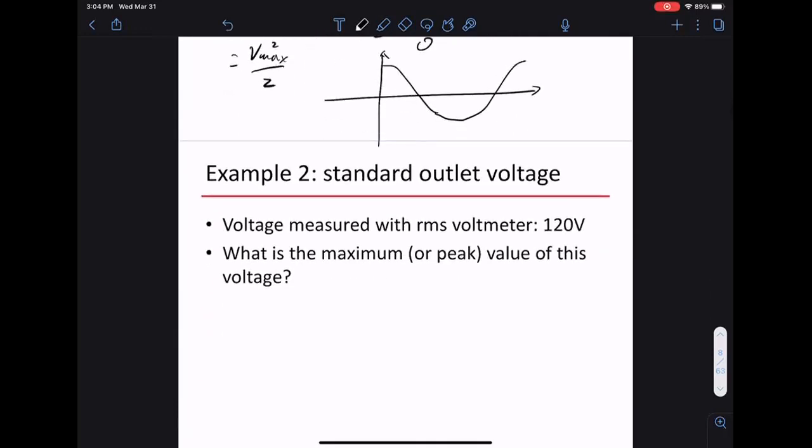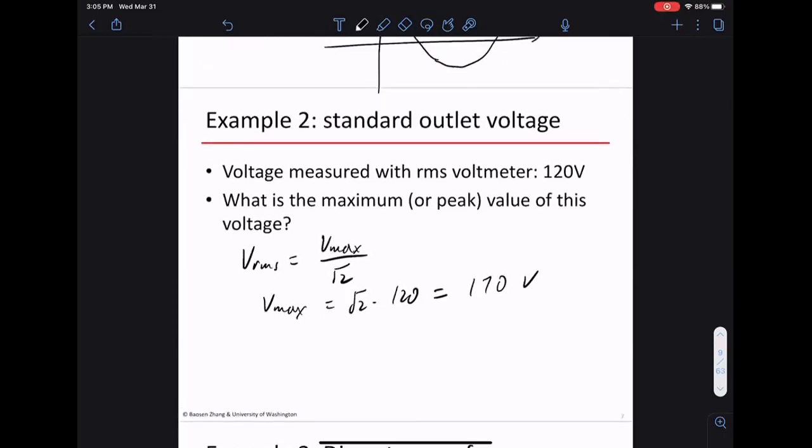Okay, so if you look at our voltage, if you plug all these meters into the wall, often what you measure is RMS voltage. So if your RMS is 120 volts, then the actual peak: VRMS is Vmax over square root 2. So here Vmax is root 2 times 120. This is about 170 volts. Okay, so the peak voltage coming out of the socket is about 170 volts.